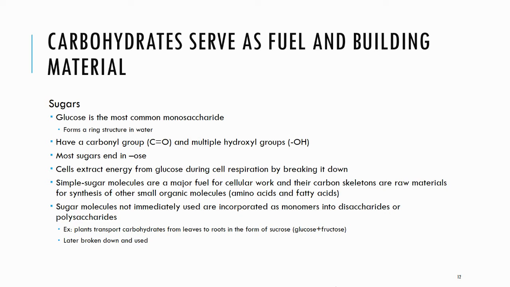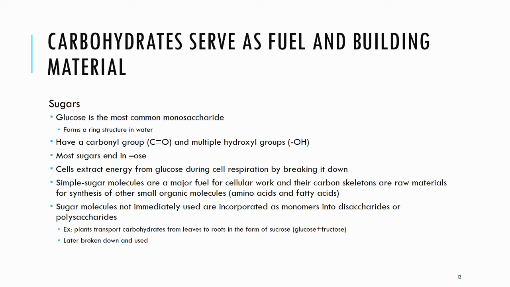Cells are able to extract energy from glucose during cell respiration by breaking it down and then eventually being able to form ATP. The simple sugar molecules are a major fuel for cellular work, and their carbon skeletons are raw materials for synthesis of other small organic molecules like amino acids and fatty acids. The sugar molecules that are not immediately used are incorporated as monomers into disaccharides or polysaccharides.